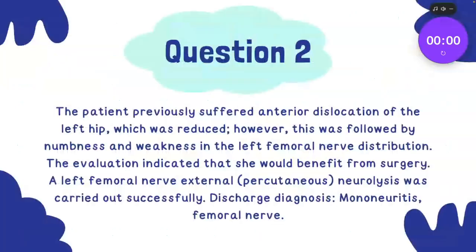All right. Next patient. The patient previously suffered an anterior dislocation of the left hip, which was reduced. However, this was followed by numbness and weakness in the left femoral nerve distribution. Evaluation indicated that she would benefit from surgery. So they did a left femoral nerve external neurolysis, which was carried out successfully. Discharge diagnoses, mononeuritis, femoral nerve.